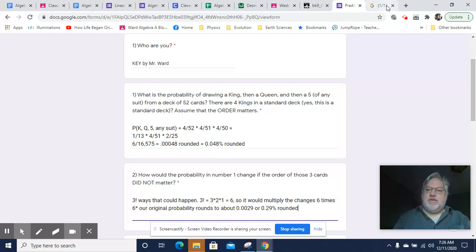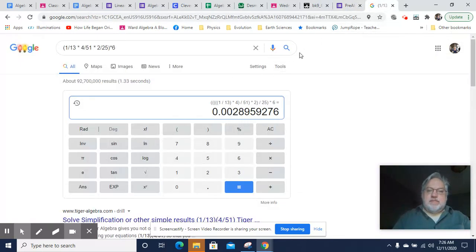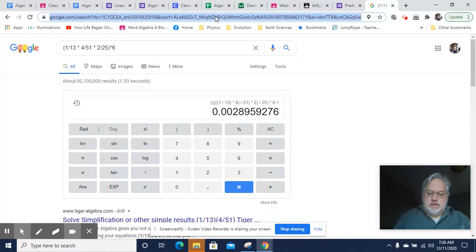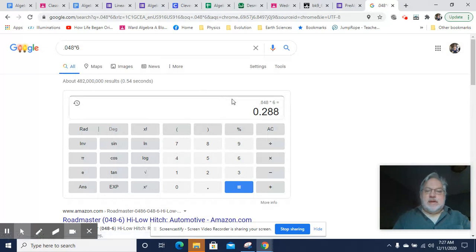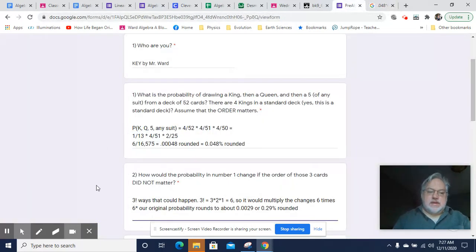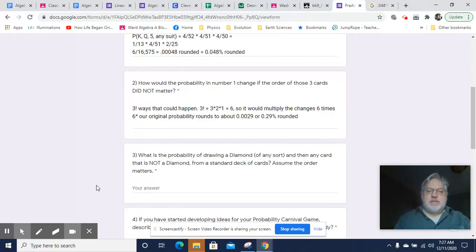Okay, let me confirm that really quickly. So this is the percent, 0.048 times, that's not times 6. Yeah, I get about 0.29%. Okay, so we're going to get about a 0.29%, still a really low chance, but better.